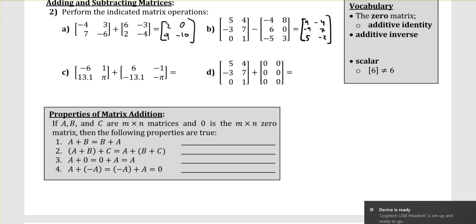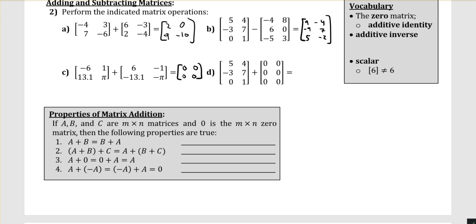So if we take C and add it in here, add them together, I'm going to end up with 0, 0, 0, 0. And similarly, if I add a bunch of zeros to this matrix here, I'm going to get the exact same matrix: 5, 4, -3, 7, 0, 1. So a zero matrix of order 2 by 3 is just a 2 by 3 matrix with all zeros. So the answer to part C is the zero matrix of order 2 by 2.